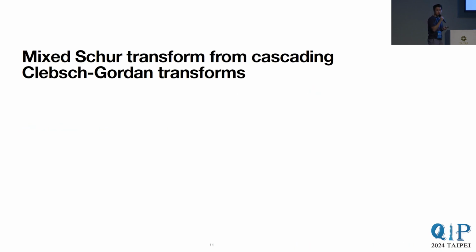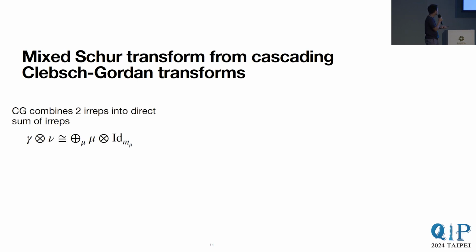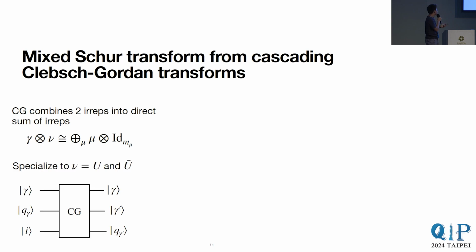So how do we get this path when we implement it on a quantum computer? The claim is that these paths arise naturally when you try to implement the mixed Schur transform as a sequence of so-called Clebsch-Gordan transforms. A Clebsch-Gordan transform is a primitive that allows us to combine 2 ERAPs into a direct sum of ERAPs. And in our case, one of the input ERAPs is either the defining representation U or the dual representation U bar.